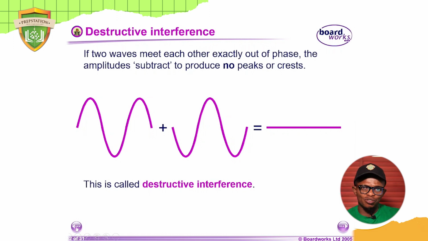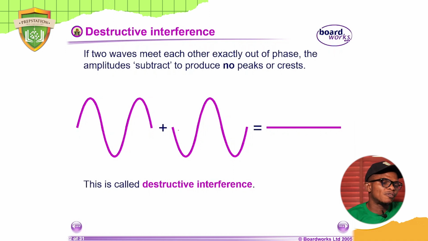Now, what does it mean to travel in phase? I've explained before, but let me explain again. In destructive interference, the two waves travel out of phase. What does it mean to be out of phase? Look at diagram 1. Look at the beginning of wave 1, it is facing down. Look at the beginning of wave 2, it is facing up. Just observe that. Wave 1 is facing down, wave 2 is facing up.